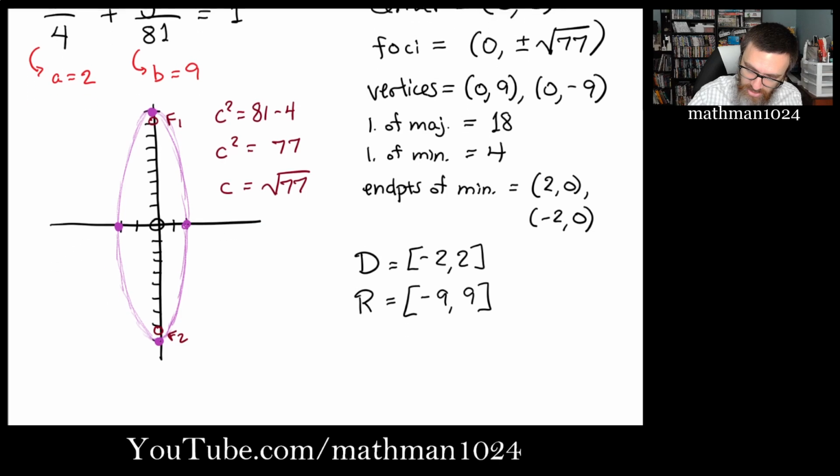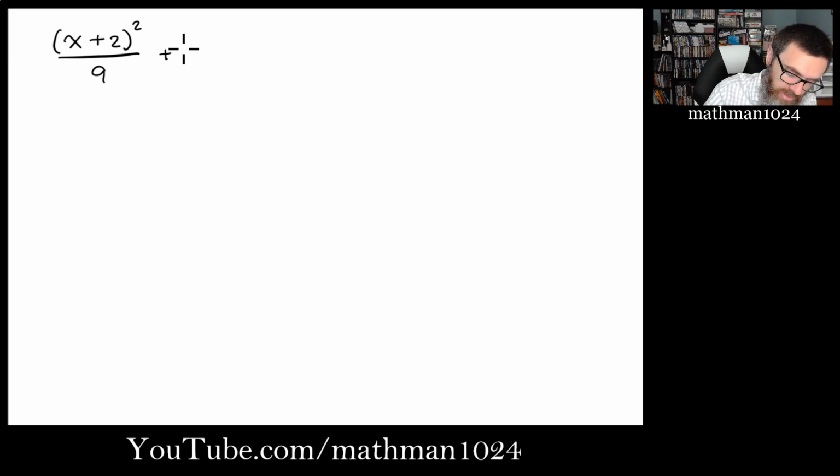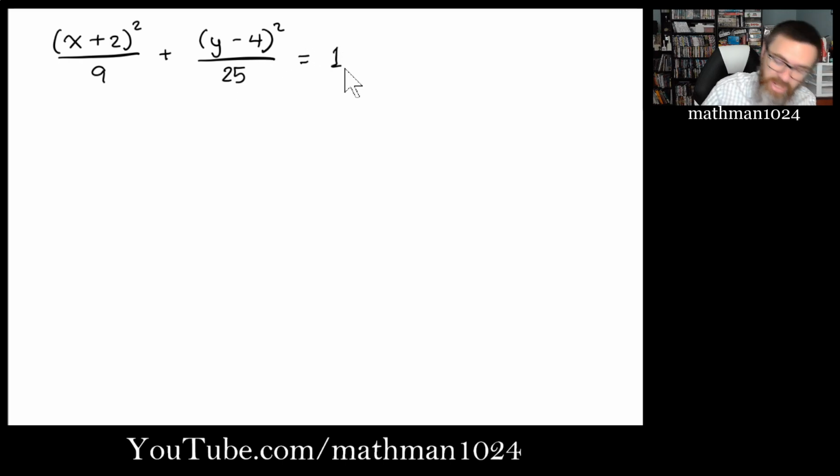All right, let's do another example. Let's try this one. We'll take (x + 2) squared over 9 plus (y - 4) squared over 25 equals 1. Perfect setup for an ellipse. Both of these fractions are positive. Denominators are different. You equal 1.